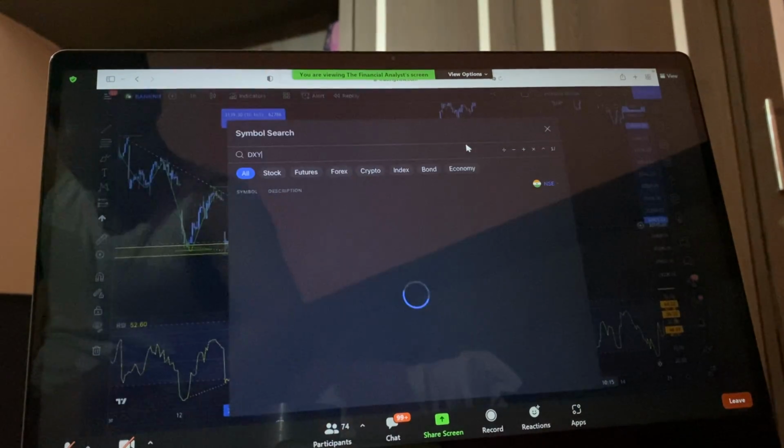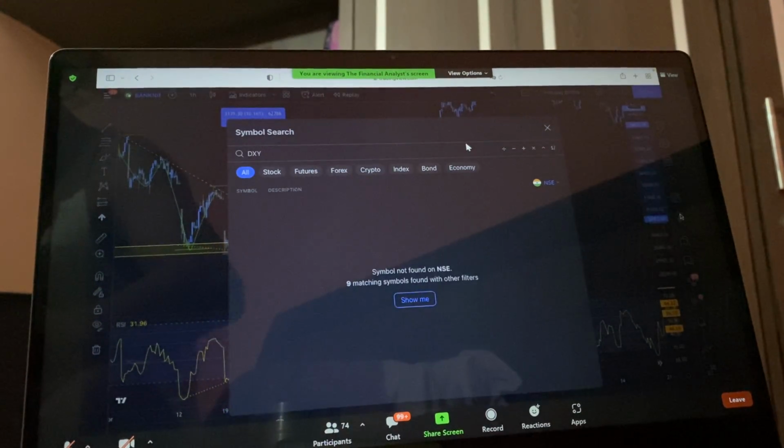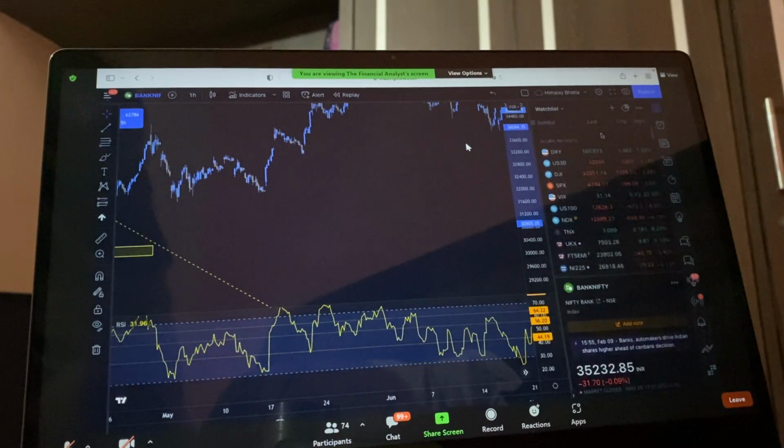I was talking about DXY today. हाँ, वो बता रहे थे, कुछ DXY के बारे में बताना था आपको चैट में.